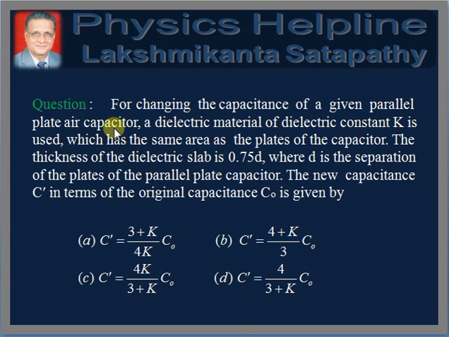Read the question carefully. We are given a parallel plate air capacitor. Its capacitance is given as C0. The plate separation is given by D. Now, we introduce a dielectric slab of dielectric constant K having the same area as the plates of the capacitor and thickness equal to 0.75 D.